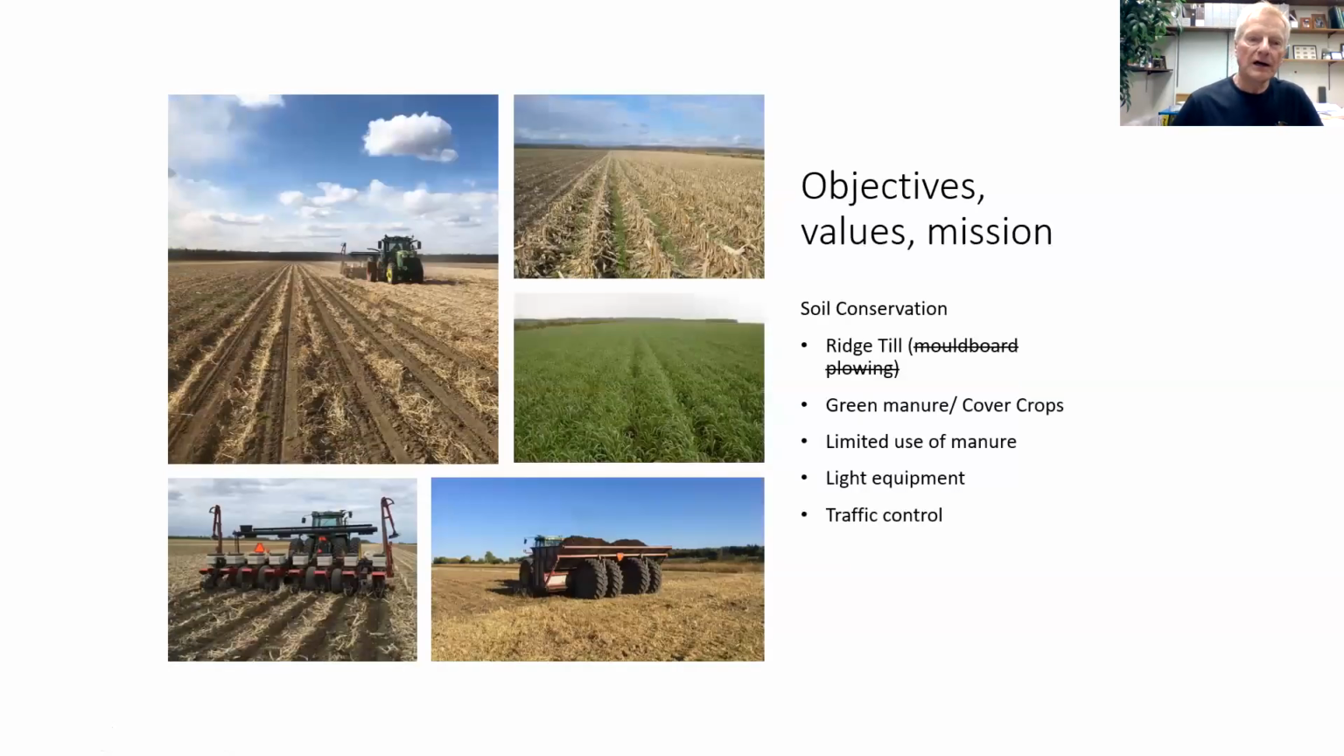They've also thought about soil conservation, and this is also part of their mission. So they've gone to a ridge tillage system, which is very uncommon in Eastern Canada. Most organic farmers would be moldboard plowing. They've used green manure cover crops, limited use of manure, light equipment, traffic control, all aimed at soil conservation.